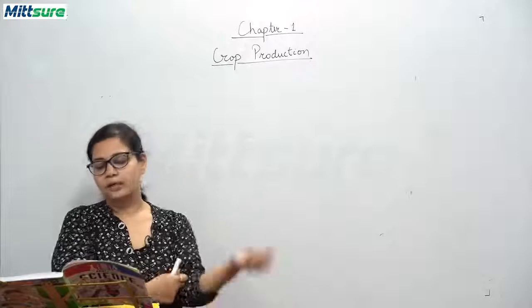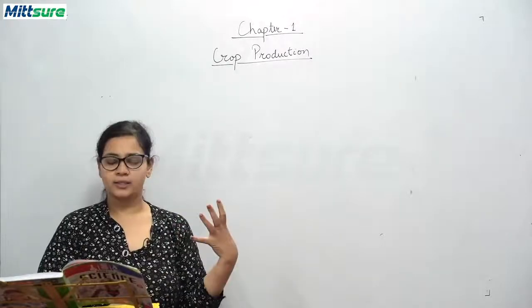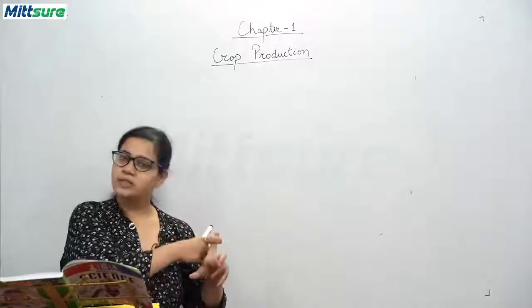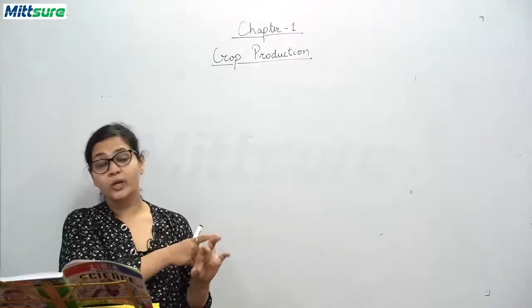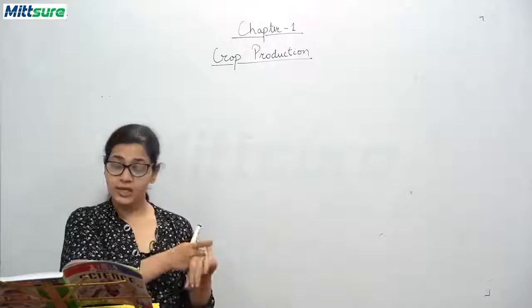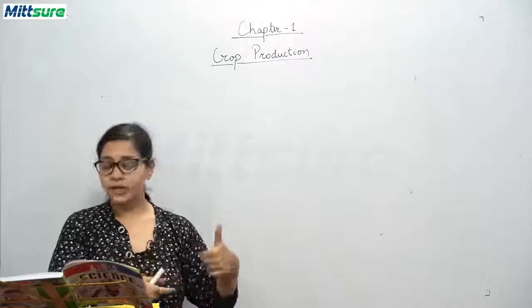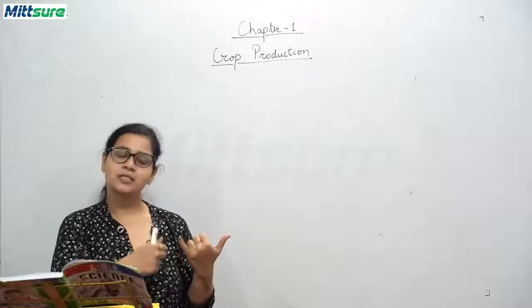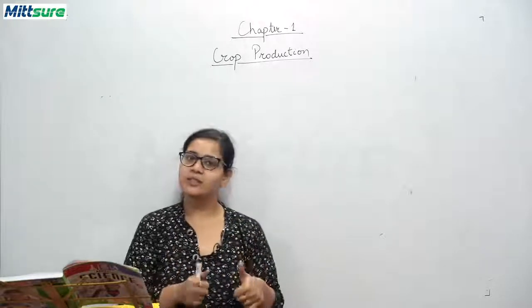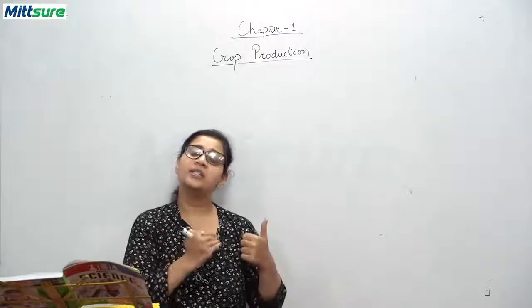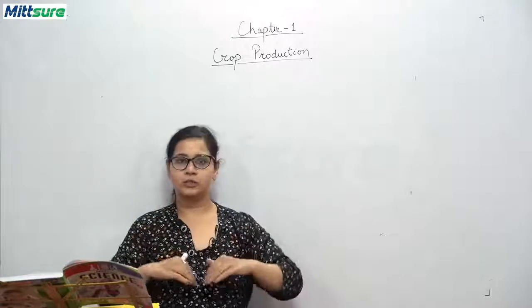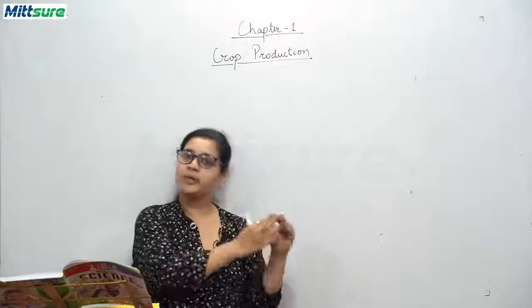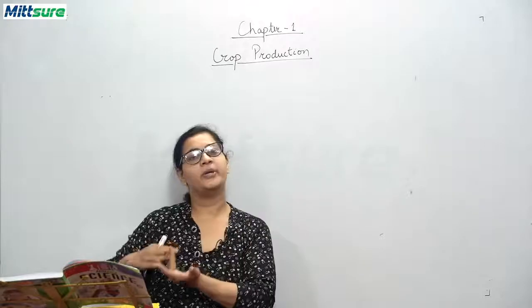Now, there are 7 agricultural practices. First, preparing the soil. Second, manuring. Third, sowing of seeds. Fourth, irrigation. Fifth, weeding and crop protection. Sixth, harvesting, and the last, 7th, is storage of grains. We will discuss each and every point in detail. Now, today we will discuss preparing the soil and manuring.